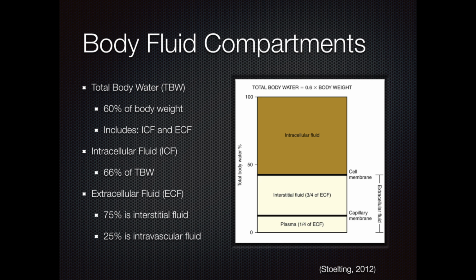Total body water is approximately 60% of total body weight and is composed of both intra and extracellular compartments. The intracellular compartment is the largest and is about 66% of total body water. The extracellular compartment is made up of both interstitial and intravascular fluid. The movement of water between the different compartments is governed by both oncotic and hydrostatic pressures.